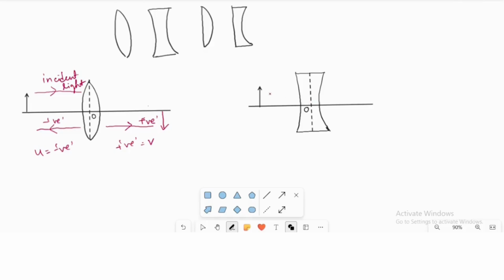For a concave lens, the object is placed here and the incident light is in this direction. Along the direction of incident light, the sign is positive. But for the reverse direction, the sign is negative.